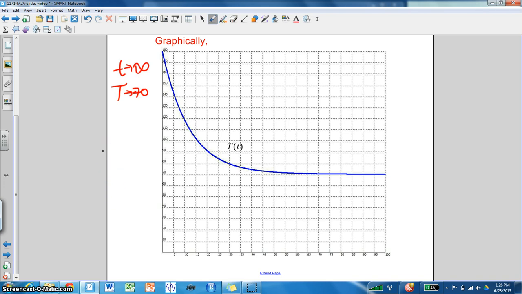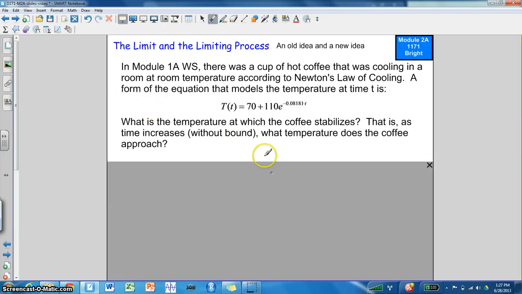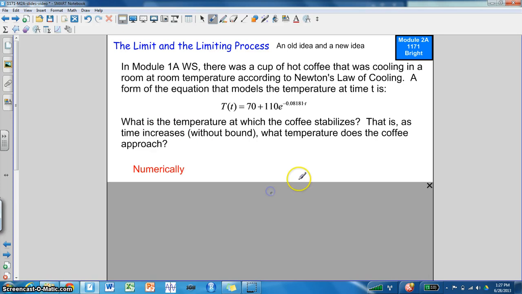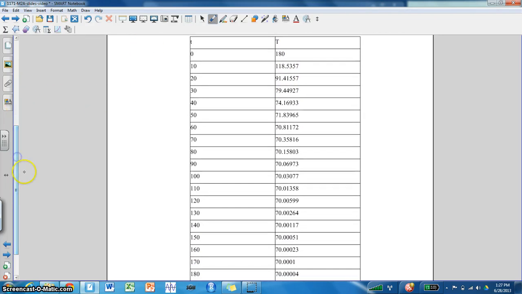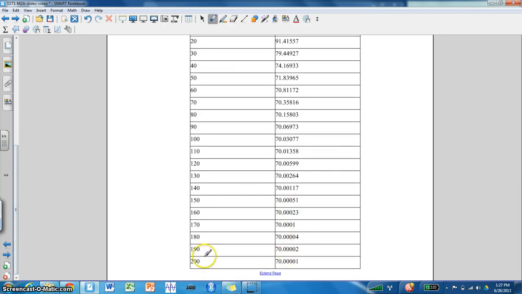But this may or may not be true, so let's see if we can obtain the same value through a variety of other ways. Another way that we mentioned was numerically, which we will do through the use of a table. The table has been constructed for this function. The independent variable time is in the first column, and the dependent variable temperature, capital T, is in the second column. As time goes up by 10 minutes, we see that temperature is going down and leveling off. It looks to be around 70, and when time is 200 minutes, it is nearly at 70 degrees. Again, we say that as time approaches infinity, temperature approaches 70.